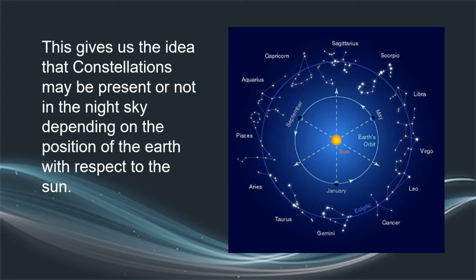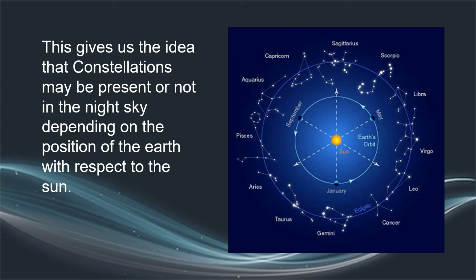This gives us the idea that a constellation may be present or not in the night sky, depending on the position of the Earth with respect to the Sun. So meaning to say, some of the patterns of the sky or some of the constellations with those zodiac signs can be visible or not visible during the night time. It's because of the position of the Earth with respect to the Sun.